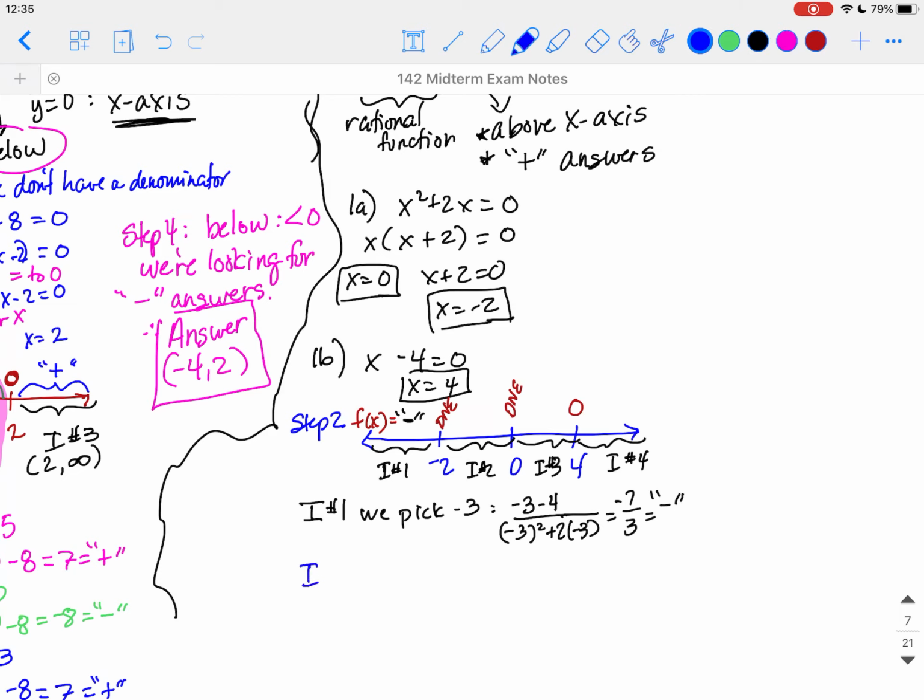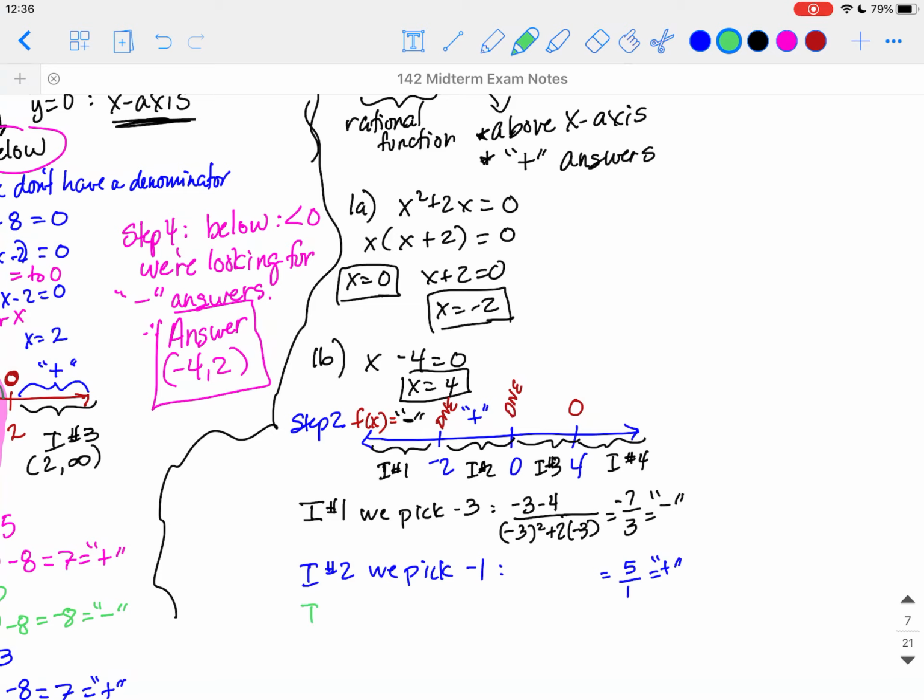For interval number 2, let's say we pick, it has to be a number between negative 2 and 0. So we pick negative 1. And once you do the whole substitution, you should get 5 over 1, which makes it a positive number. So this one is positive. So you're going to get positive numbers in that interval.